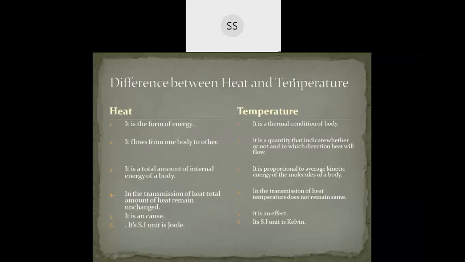Again, the fifth difference: heat is a cause, temperature is an effect of heat. Last, the SI unit of heat is joule, since it is an energy. The SI unit of temperature is Kelvin.